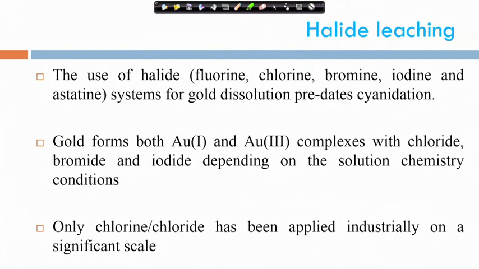They also use a halide system for gold dissolution, which predates cyanide. Halides like fluorine, chlorine and bromine were used for gold dissolution before cyanide. Gold forms both Au1 and Au3 complexes with chloride, bromide and iodide, depending on the solution. Chlorine and chloride have been applied industrially on a significant scale. So halide leaching is also done; even before cyanide leaching, halide leaching had been practiced. These are all practices used in gold mining.